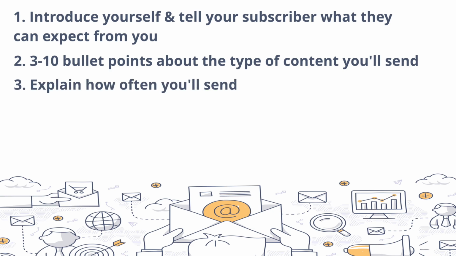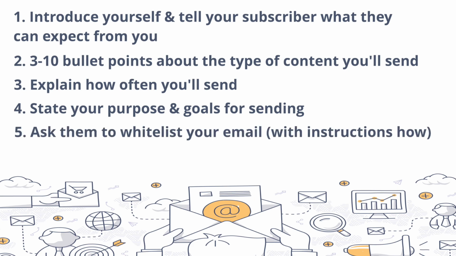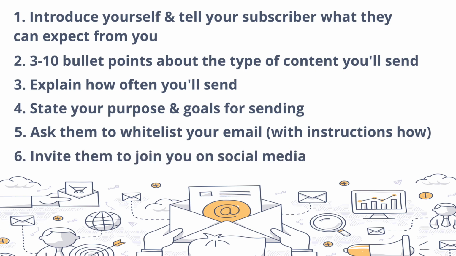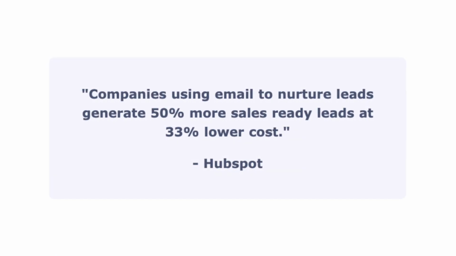Let them know how often you'll send, tell your subscriber what your purpose and goals are in sending them emails, ask them to whitelist your email address, include instructions on how to do this if you think it's necessary, and invite them to join you on social media. The second email will go out 1 day after, the third goes out 2 days after, and the fourth email goes out 4 days after. I've included a link in the description with a detailed version of this welcome series with step-by-step instructions for setting up yours and tailoring it to your reader.